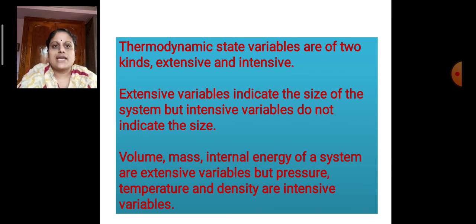Thermodynamic state variables can be divided into two: extensive state variables and intensive state variables. Extensive state variables indicate the size of the system, but intensive state variables do not indicate the size. Example, volume, mass, internal energy, etc. are extensive state variables, whereas pressure, temperature and density are intensive state variables.